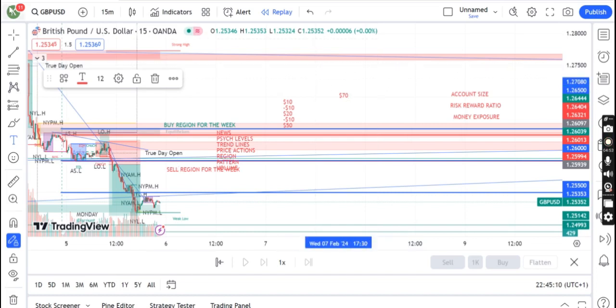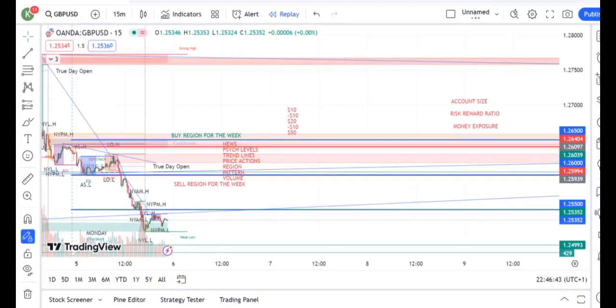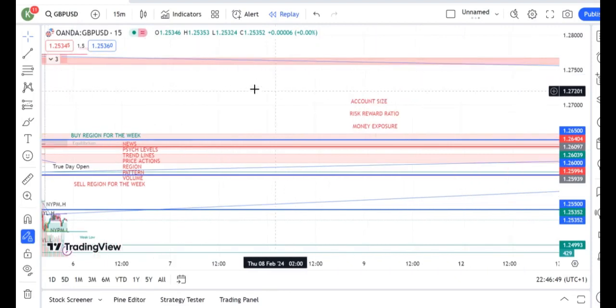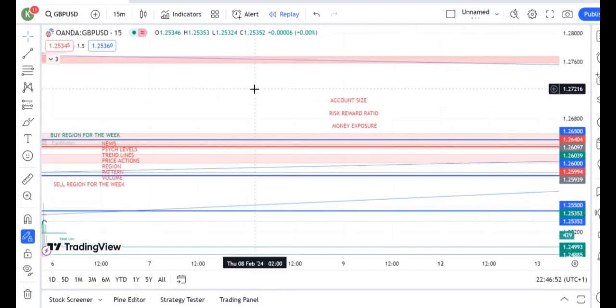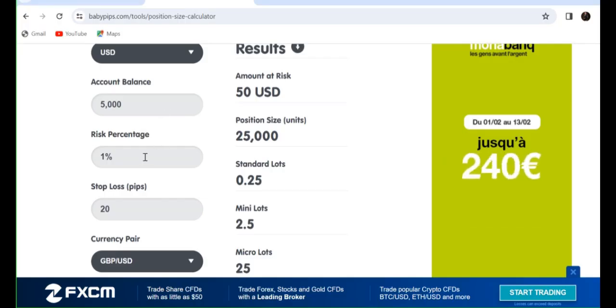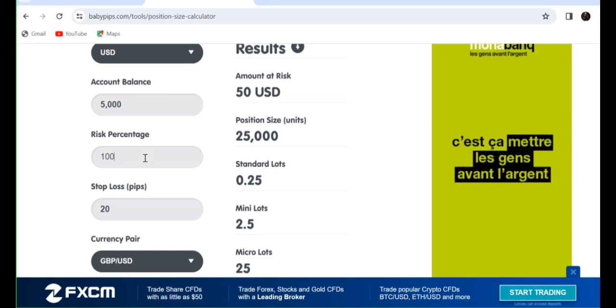So what's the next thing I would like to let you understand in managing losses? For instance, blowing off. Many people blow accounts and they tell you that Forex is a scam. Meanwhile, you are the scam. Now this is it. You are trading an account of $5,000 and you are risking 100%.